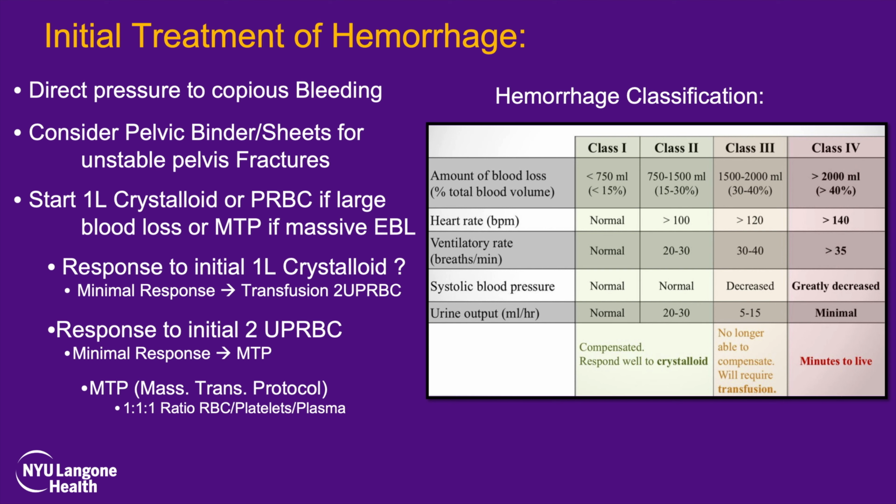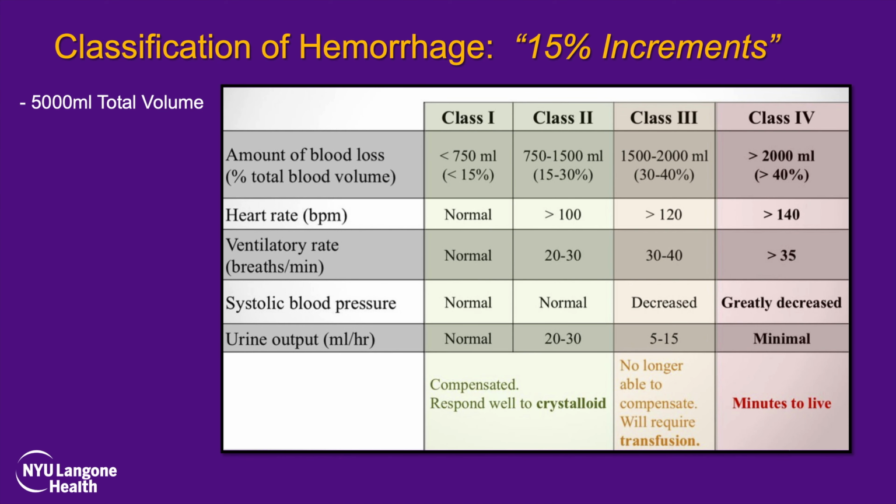This is the hemorrhage classification chart, and I think we all need to memorize this. I'll go through it in the next slide. Essentially, think of it as a rule of 15% increments.